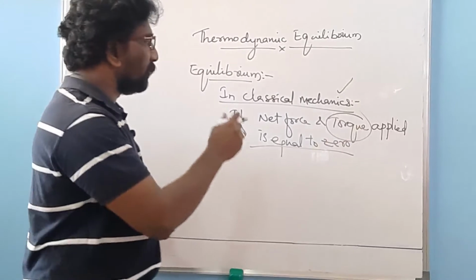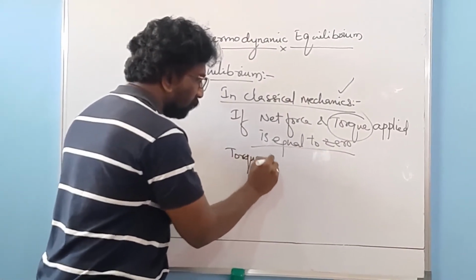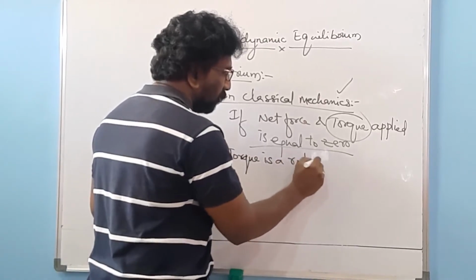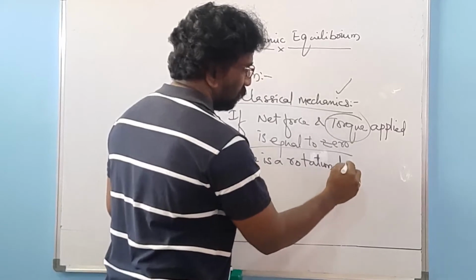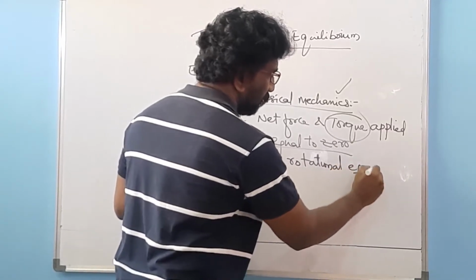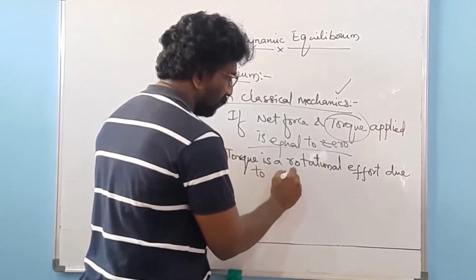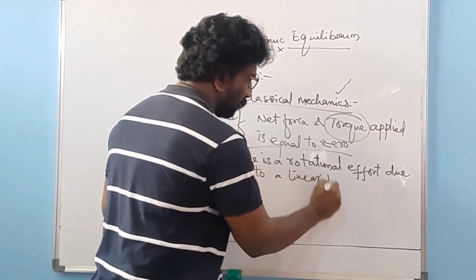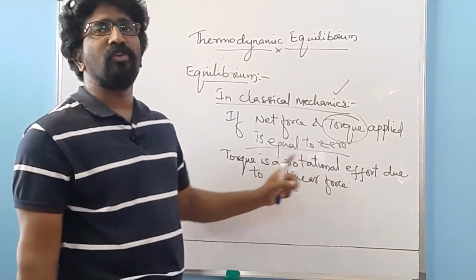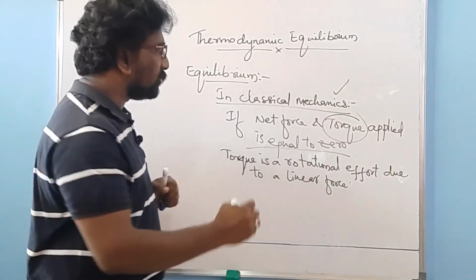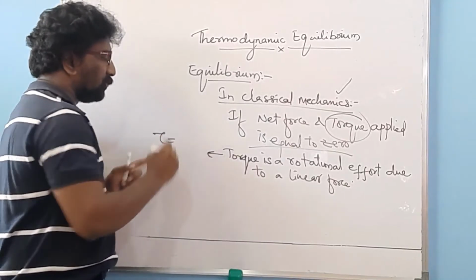So torque is nothing else but a rotational effort due to a linear force. So it is a rotational effect due to a linear force. This torque is denoted by tau.